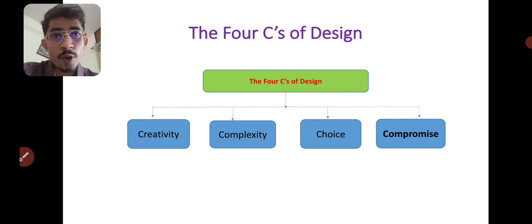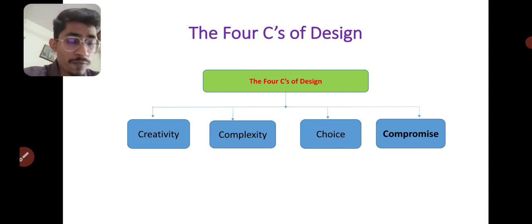We are going to move forward. The four C's of design. Okay, the four C's of design, that is the new sub module. So what are the four C's? The first one is creativity, the second one is complexity, the third one is choice, and the fourth one is compromise.